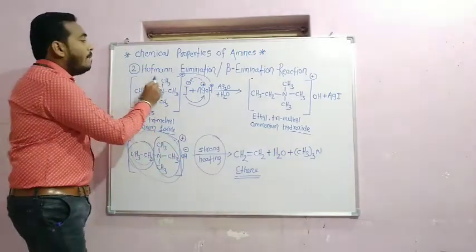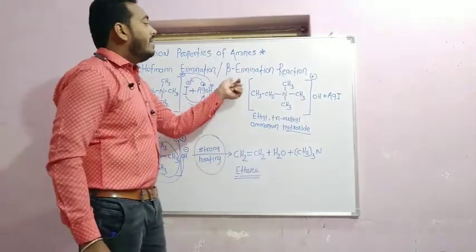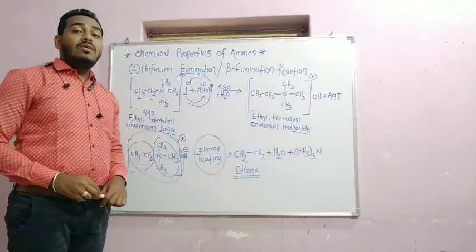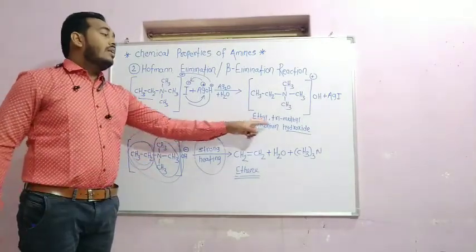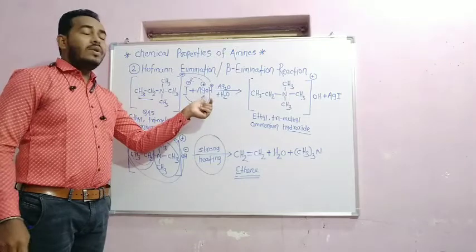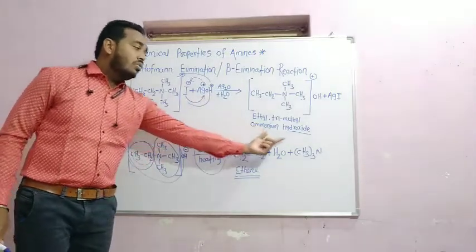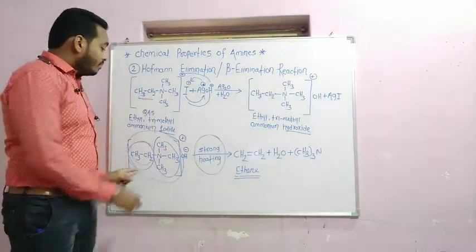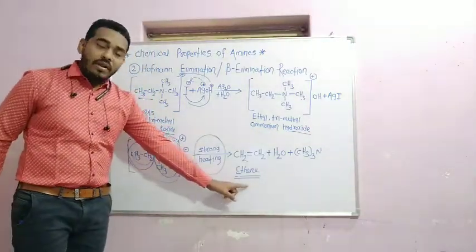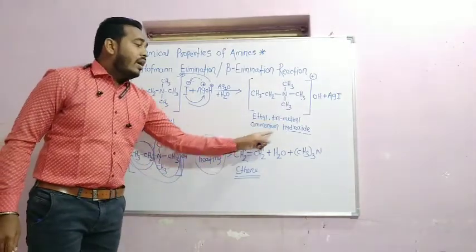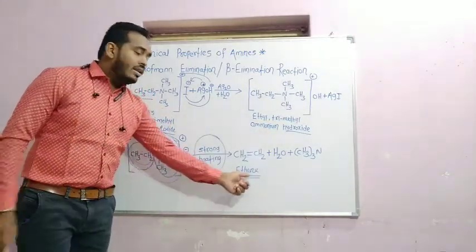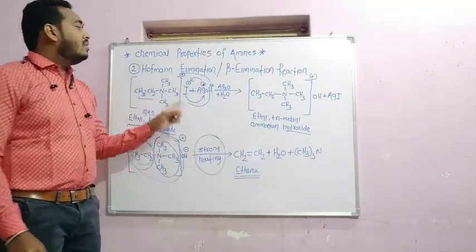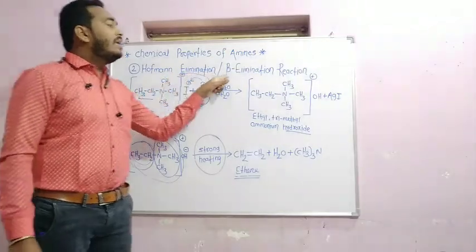This is the Hofmann elimination reaction or beta elimination reaction. One thing to remember is that beta elimination only takes place when the quaternary ammonium salt is heated with moist silver oxide. Then we form ethyl trimethyl ammonium hydroxide, which undergoes beta elimination, and the alkene, ethene, is obtained. This reaction is known as Hofmann elimination or beta elimination reaction.